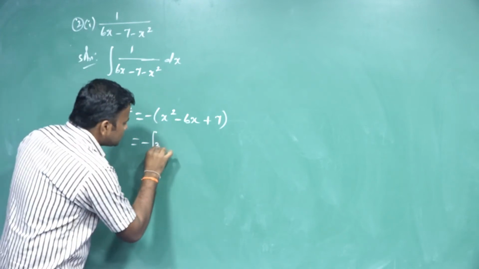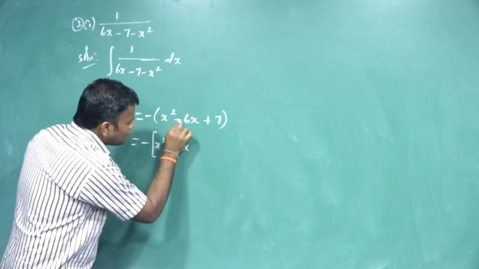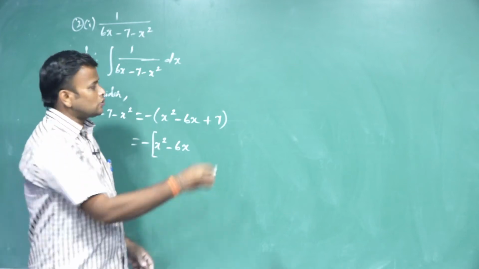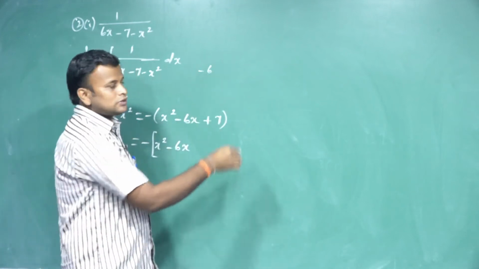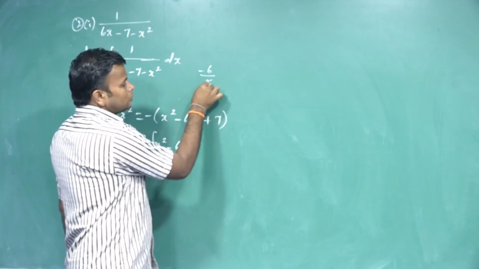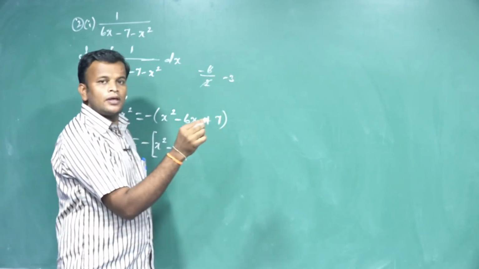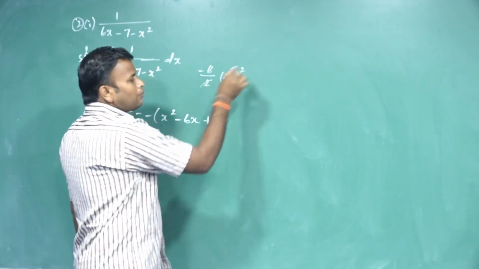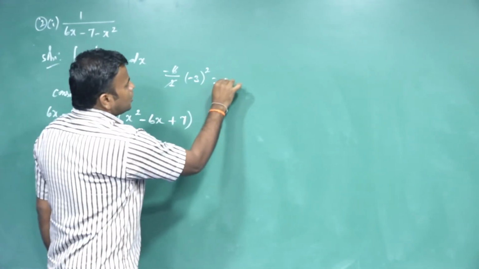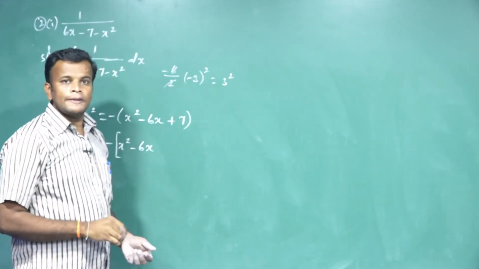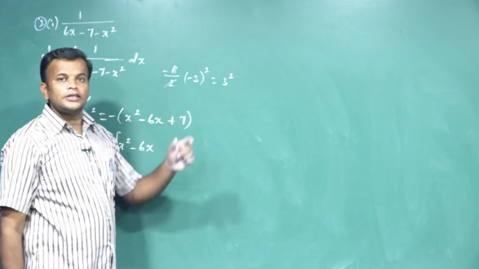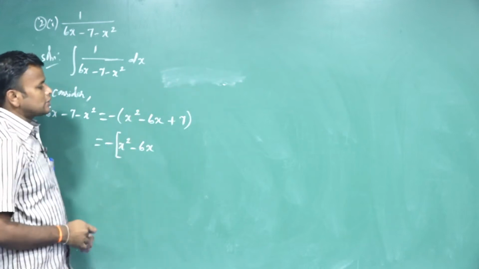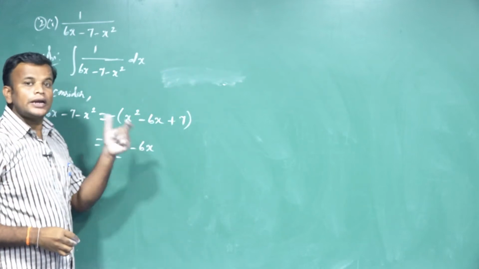The x square term is there, so x square minus 6x term. What is the coefficient of x here? Actually minus 6 is the coefficient of x. Divided by 2, we get minus 3. So we add and separate coefficient of x by 2 the whole square. Minus 3 the whole square or 3 square, both are the same. So we don't consider the sign, just the whole square number.